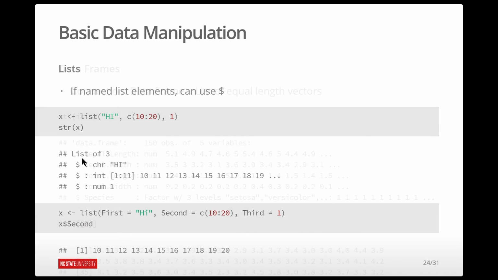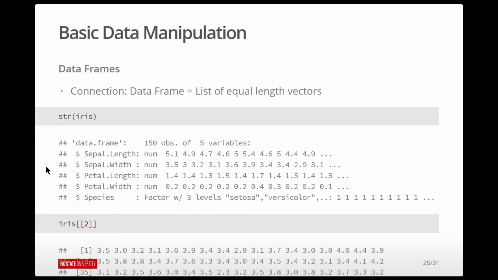Lists have the dollar sign. Data frames do as well. Data frames are actually just lists of equal length vectors. Since these are lists, you can actually access, say, the second column, so the second list element, with double square brackets if you wanted to. There's no real need to because it's easier to use the sepal.width name that's given there, but you can absolutely use double square brackets here as well.